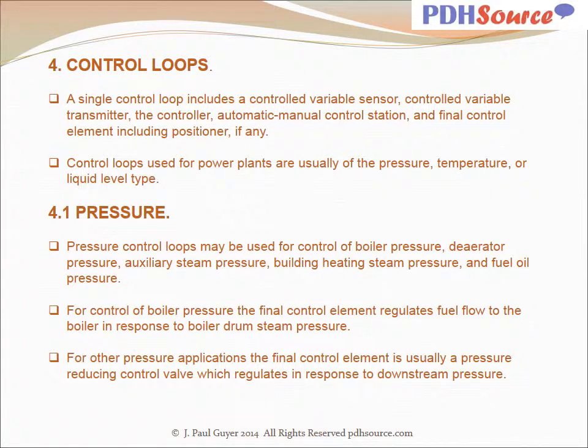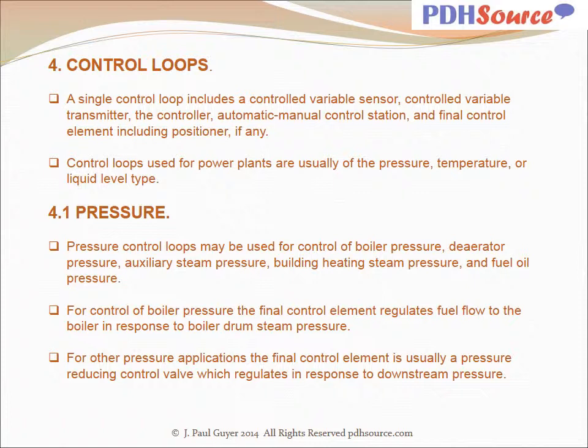With regard to the control loops, a single control loop includes a controlled variable sensor, controlled variable transmitter, the controller, automatic manual control station, and final control element, including positioner, if any. Control loops used for power plants are usually of the pressure, temperature, or liquid level type. With regard to pressure, control loops may be used for control of boiler pressure, deaerator pressure, auxiliary steam pressure, building heating steam pressure, and fuel oil pressure.